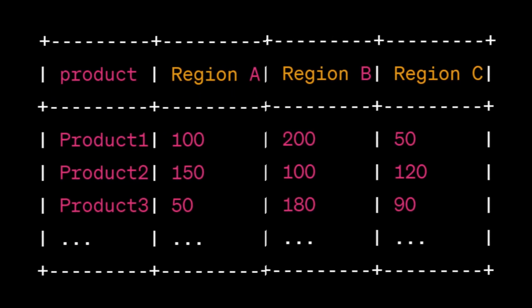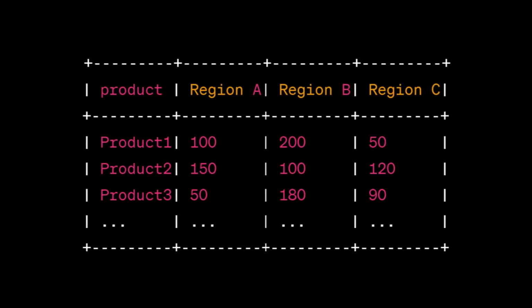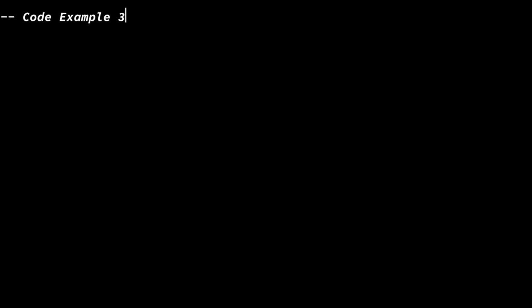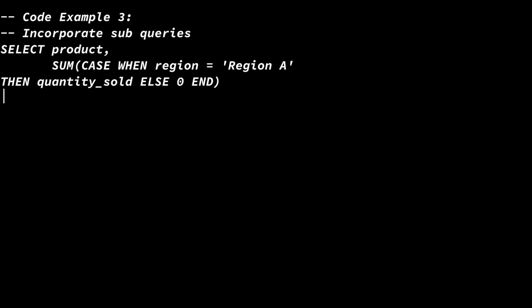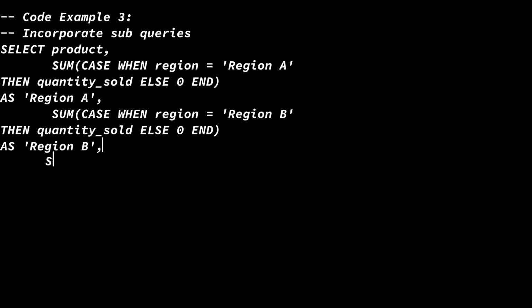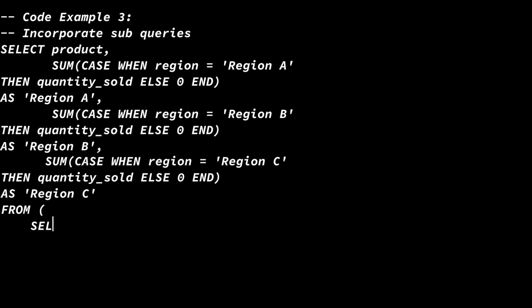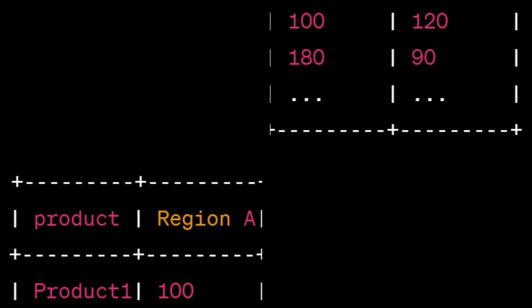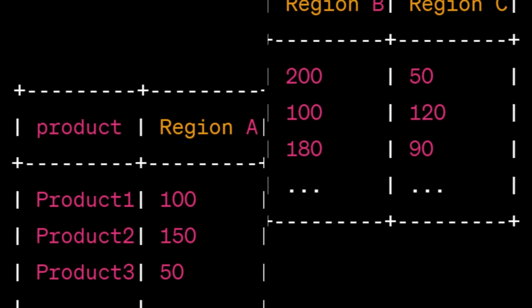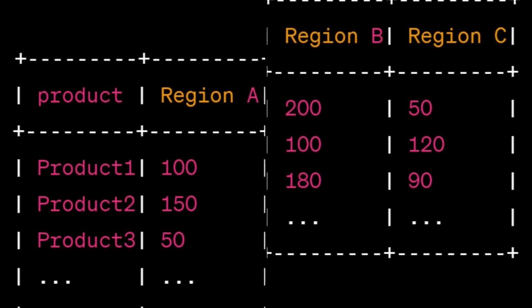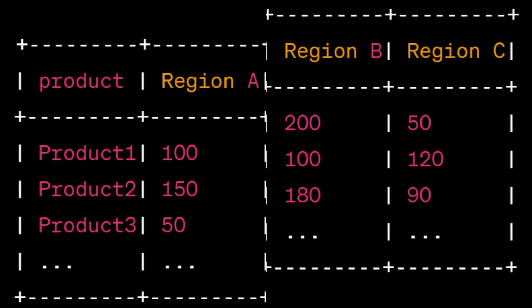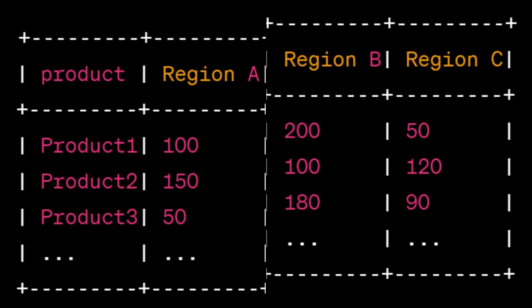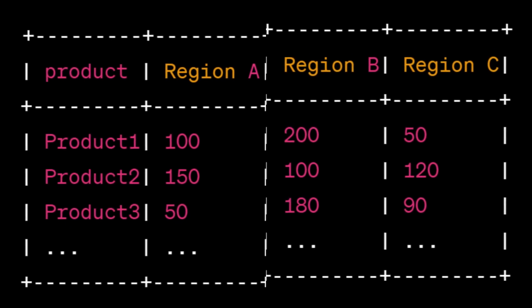Great! Now, let's consider a more advanced scenario where we may need to incorporate subqueries. In this example, we use a subquery to retrieve a distinct list of products, and then join it with the sales table to calculate the total quantity sold in each region for every product. After executing this query, we'll have the same result as the previous example. However, by using subqueries, we gain more flexibility and control over our pivot table's construction.